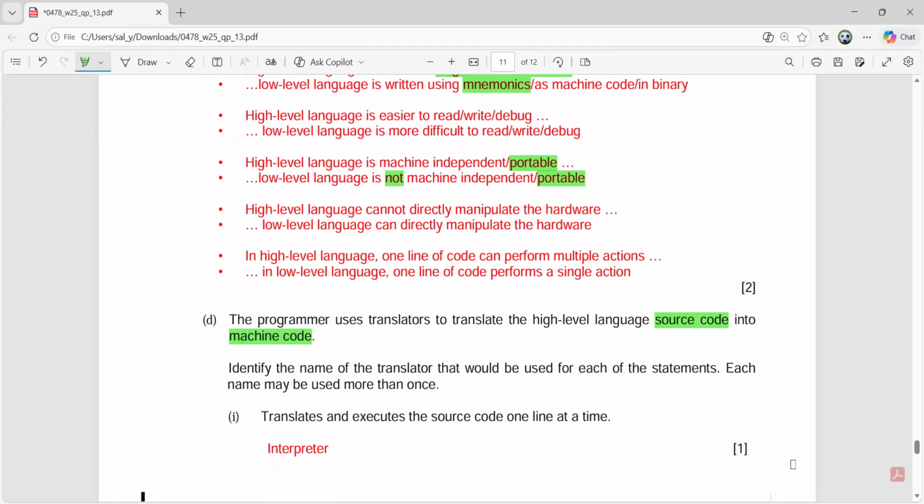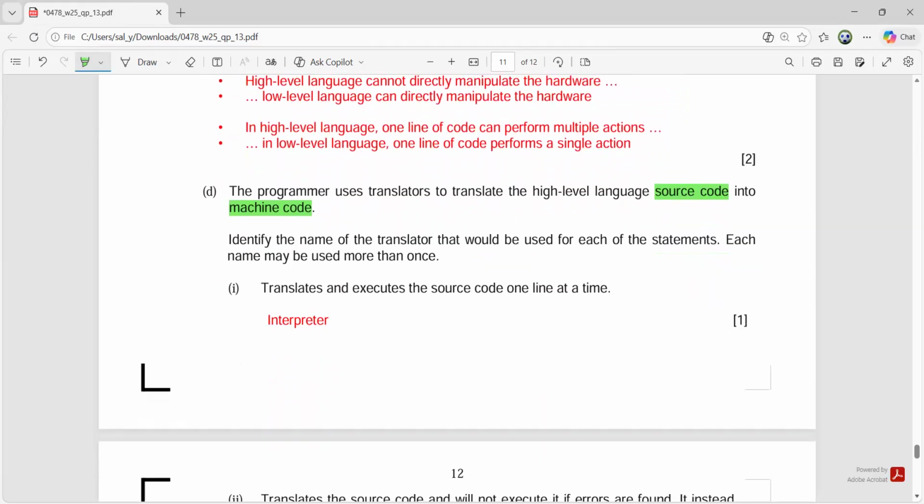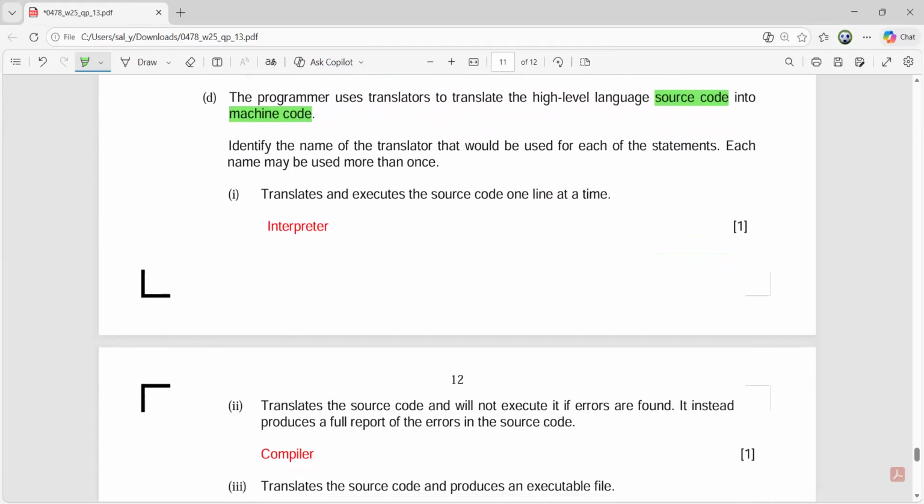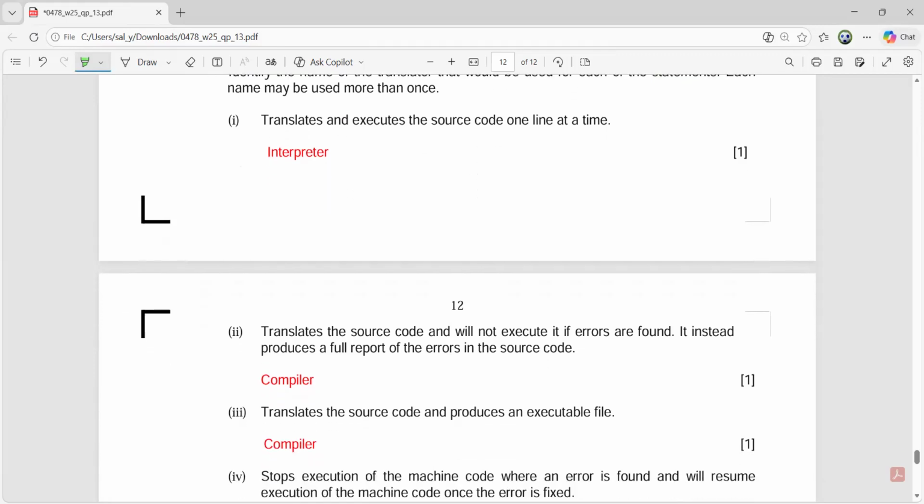Next one, I hope that is very simple. 1 mark is yours. Translates the source code and will not execute it if errors are found. It instead produces a full report of the errors in the source code. Error report generation is the job of the compiler. It is not going to execute. It will only create the error report and show you the errors, and until and unless the errors are removed, it will not execute at all. Translates the source code and produces an executable file. Executable file is this exe file which is produced by the compiler.